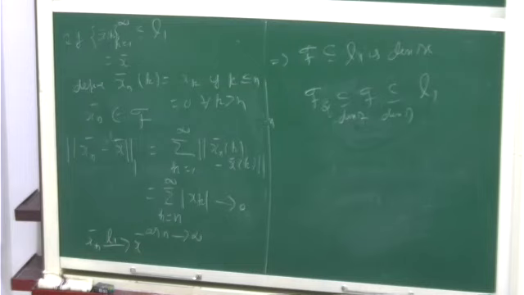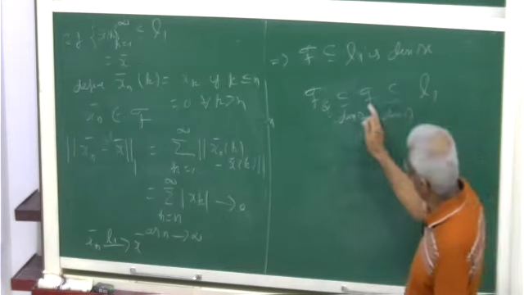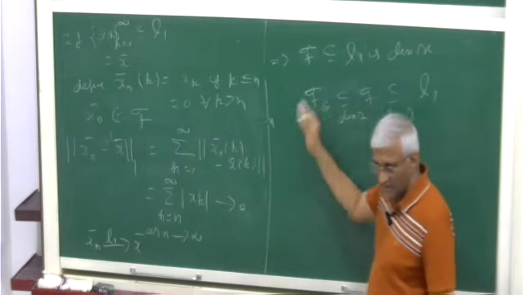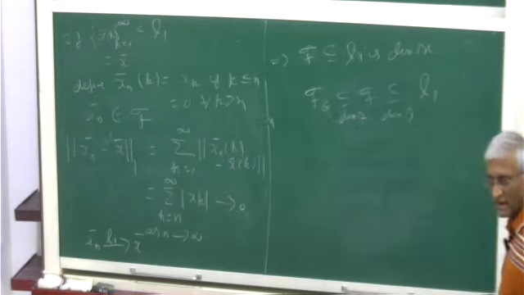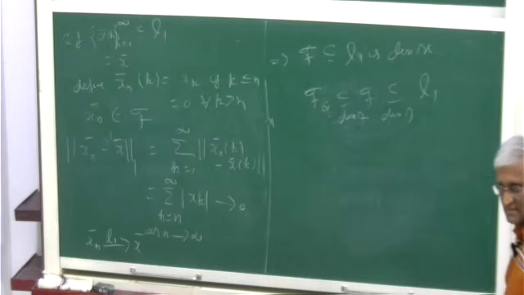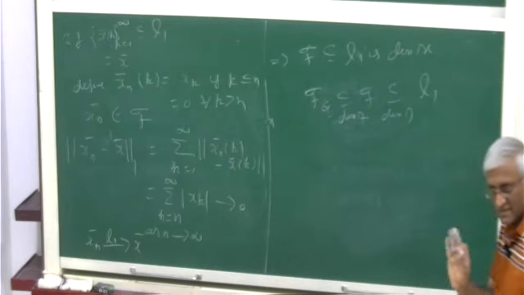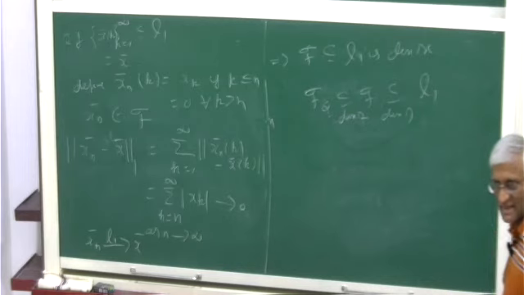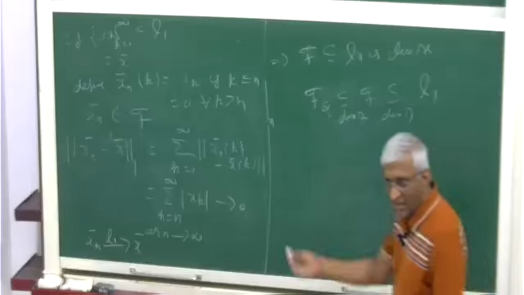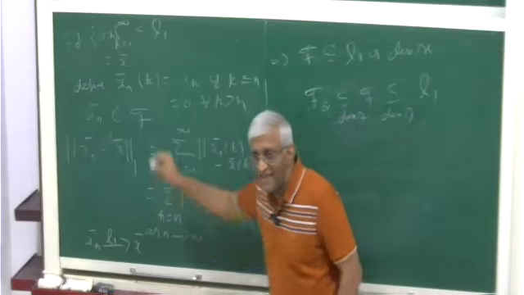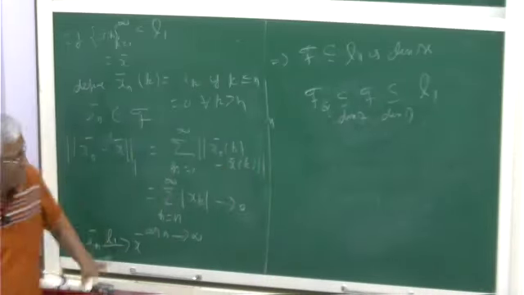Otherwise, in the first course itself, these things should be clear. If you have something from here approximate, then by the epsilon by 2 trick, you can approximate something from there. Any problem?